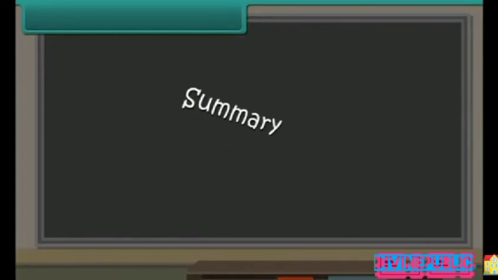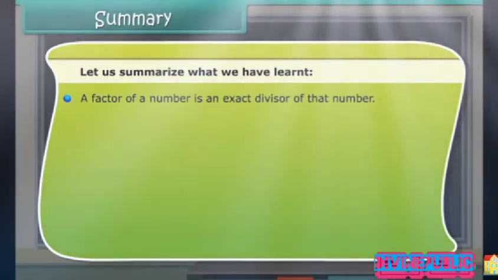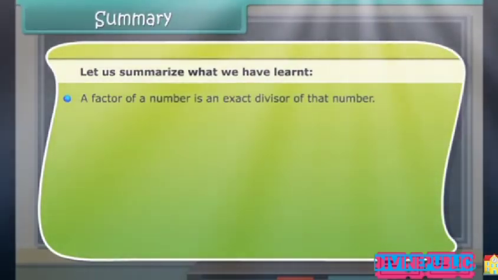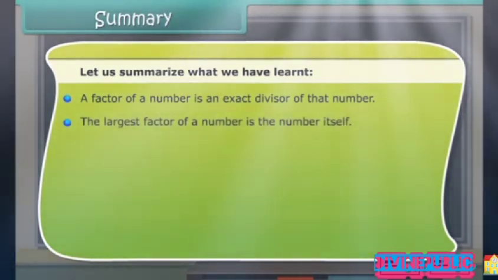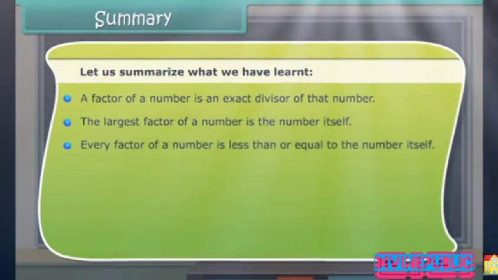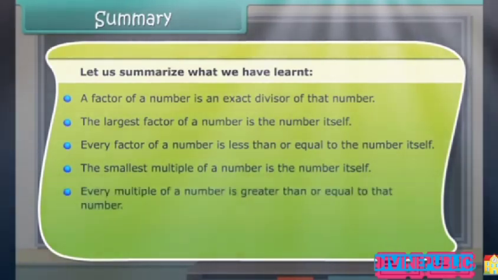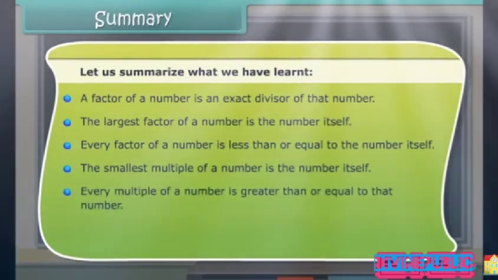Now dear students, let us see what we have learnt. A factor of a number is an exact divisor of that number. The largest factor of a number is the number itself. Every factor of a number is less than or equal to the number itself. The smallest multiple of a number is the number itself. Every multiple of a number is greater than or equal to that number.